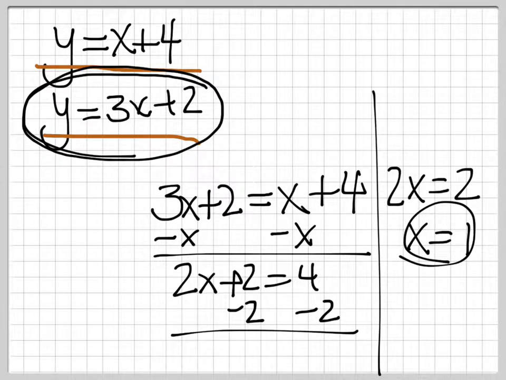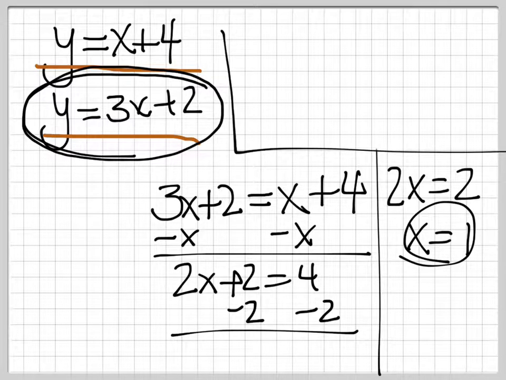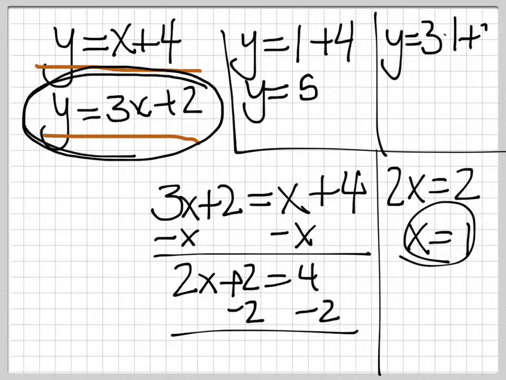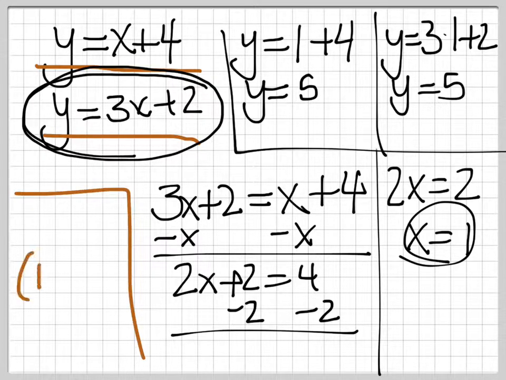Now that we've gone ahead and found one of the two numbers, we have to use replacement one more time and find the other. So I'm going to replace x with 1. We can choose either of the two equations. You see that y equals 1 plus 4 gives us y equals 5, and y equals 3 times 1 plus 2 also gives us y equals 5. So what is our answer? Our answer is (1, 5). This is nice because it allows us to get away without having to graph.